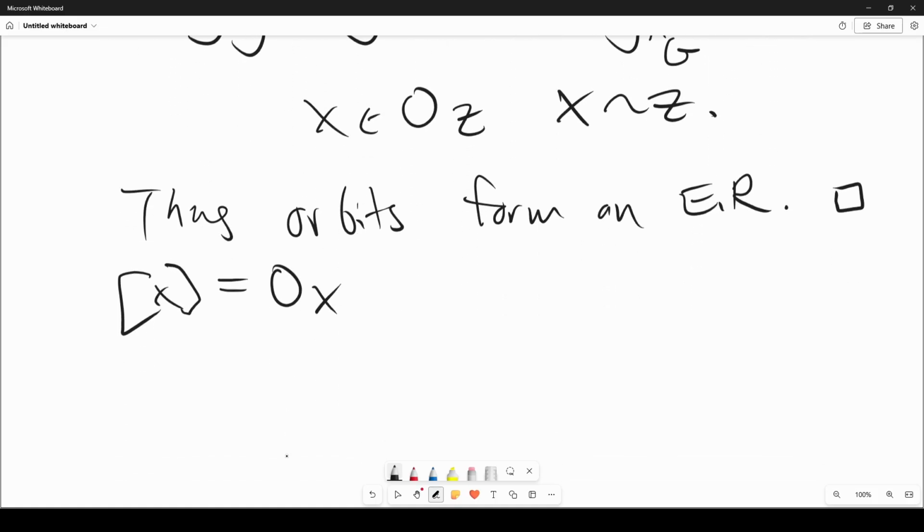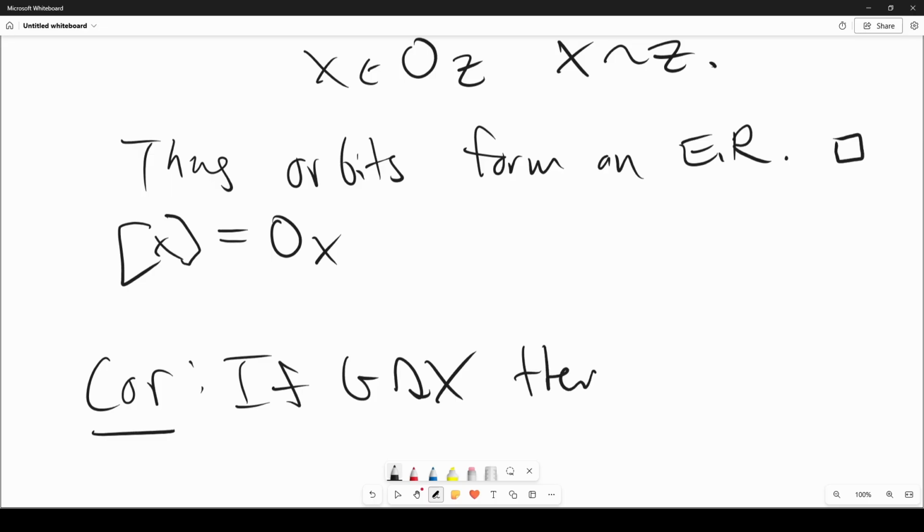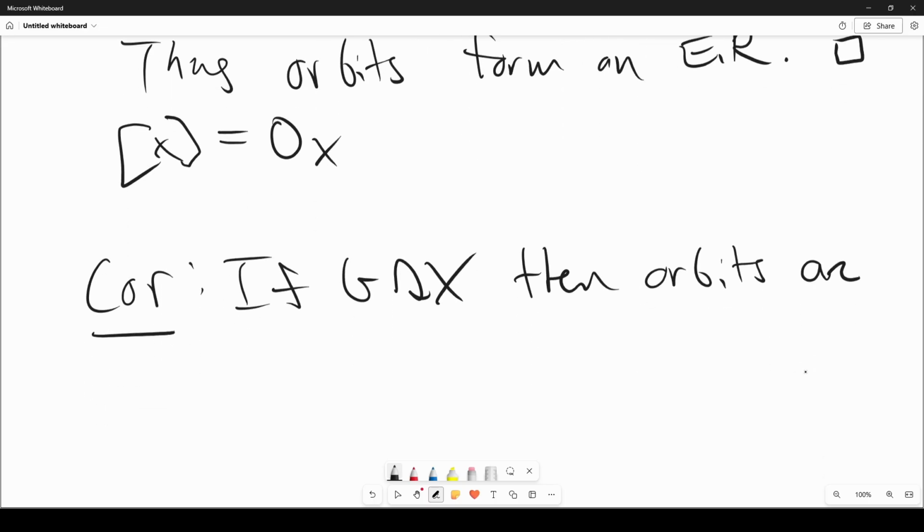So hopefully this should give you an idea of why I introduced the subject of equivalence relations. They might seem a little bit more relevant now. So let me just prove a quick question that I asked at the end of the last episode, which you can now prove pretty easily. If G acts on X, then orbits are either disjoint or equal.